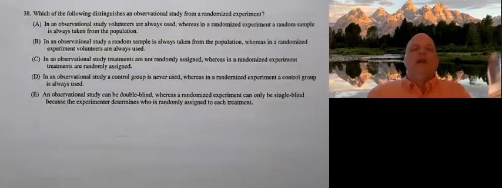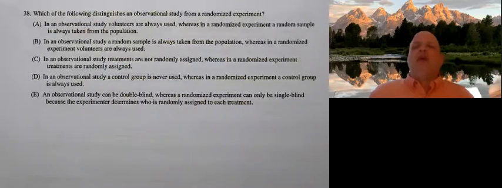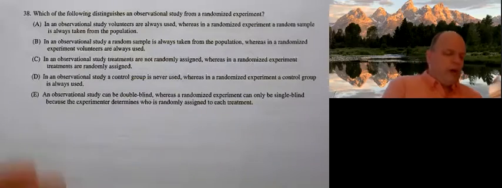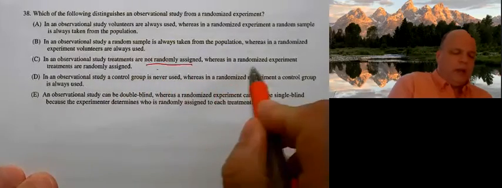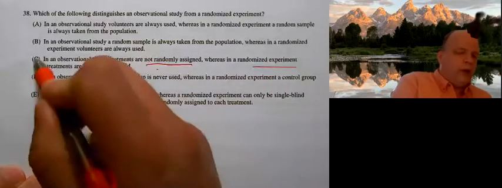Which of the following distinguishes an observational study from a randomized experiment? In an observational study, we survey people doing what they're already doing. In other words, they've chosen their treatment. In a randomized experiment, we impose treatments on them, or we randomly assign treatments to them. So in an observational study, treatments are not randomly assigned, whereas in a randomized experiment, treatments are randomly assigned.